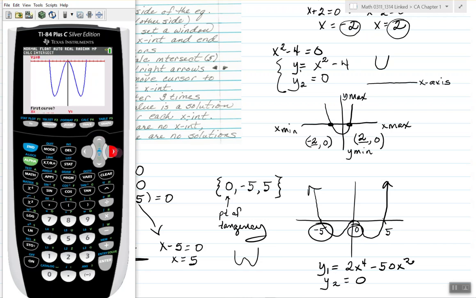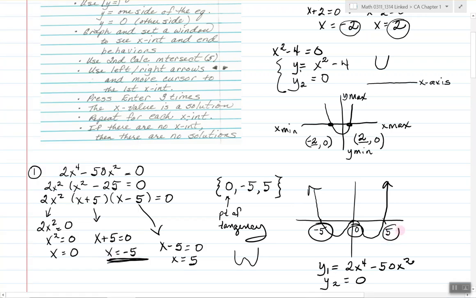Go over, because I'm trying to get to this point. Enter, enter, enter. And I got +5. I knew that the 0 was kind of a different kind of intersection because it didn't pass through, and we will study that more later in the course.